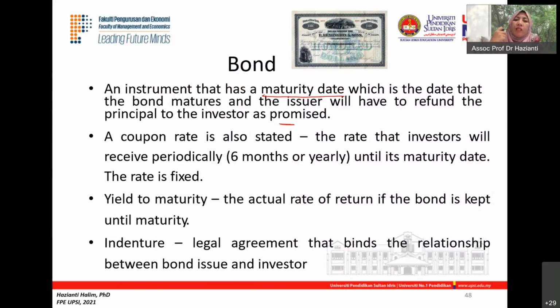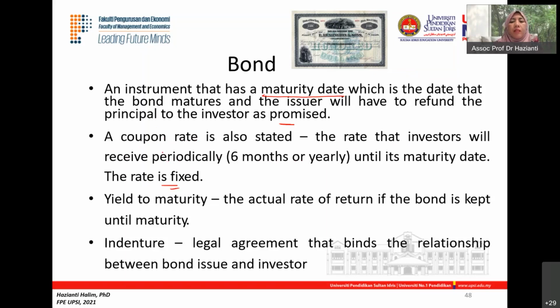For example, the company, when they issue bond, it's like they are taking loan from us. So when the maturity date comes, the issuer has to pay back to the investor as promised, together with the interest. So here a coupon rate is also stated. A coupon rate is the interest lah, whereby the rate that investor receive periodically 6 months or yearly until its maturity. The rate is fixed. As compared to common stock, the dividend is not fixed.